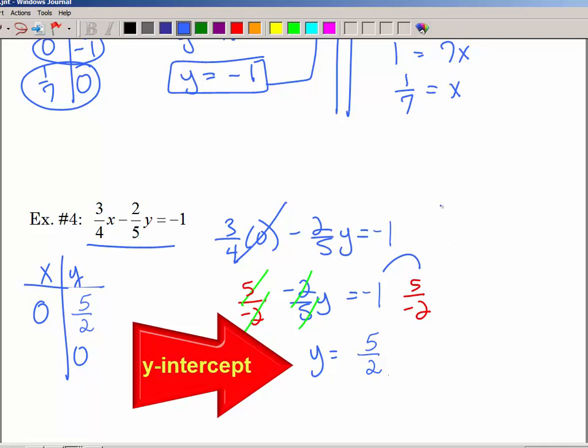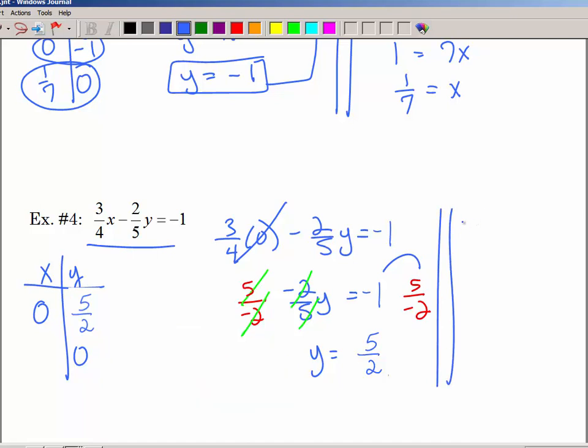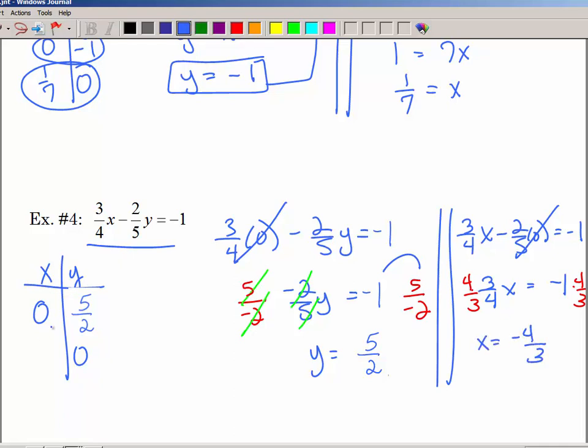Let's go ahead and finish this up. I'm going to put in 0 for y this time. So that's 0. So I have 3/4 x equals negative 1. And again, I'm going to multiply both sides by that reciprocal of 4/3. So I have x equals negative 4/3. And that is my x-intercept.